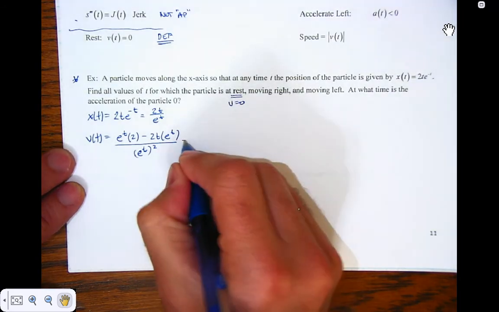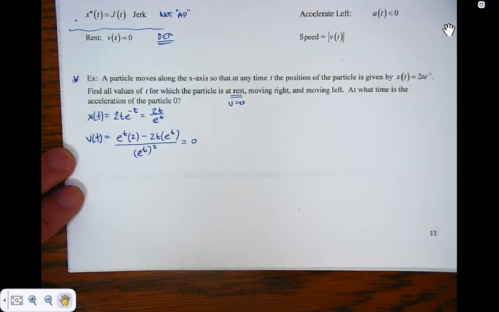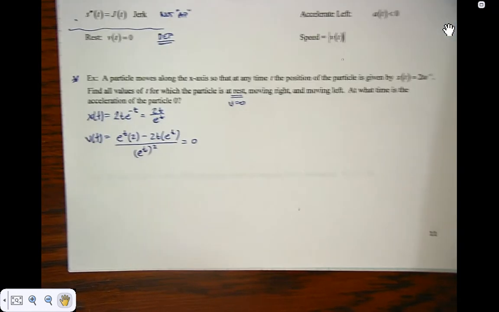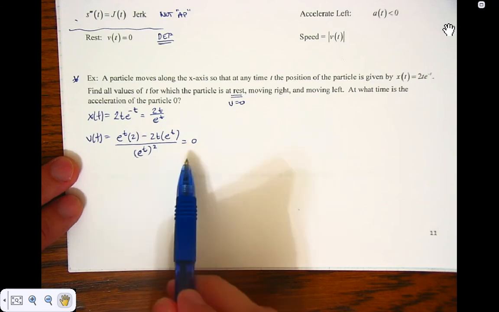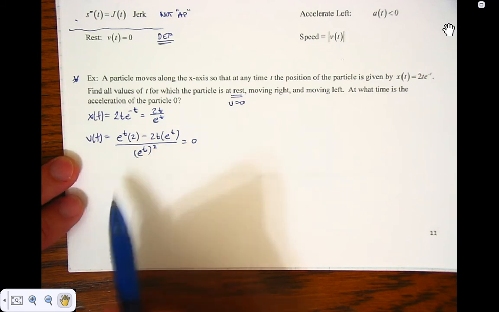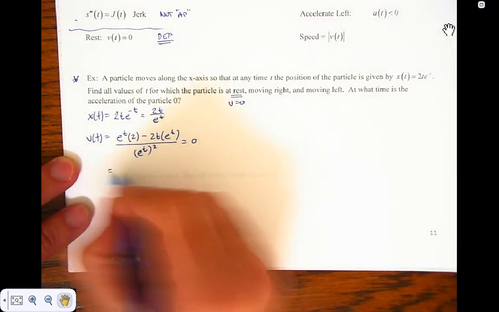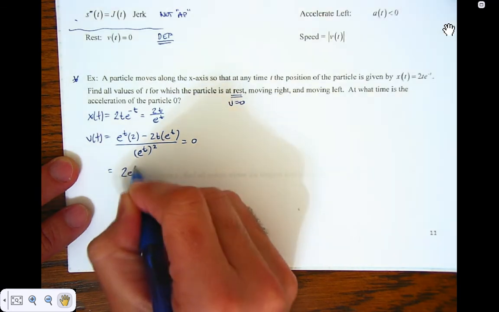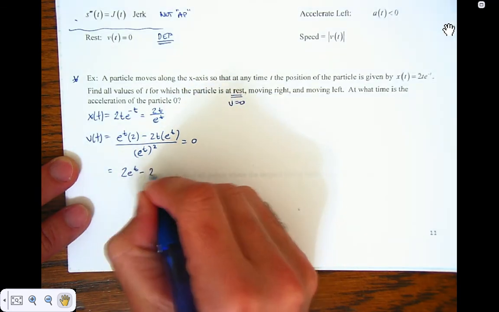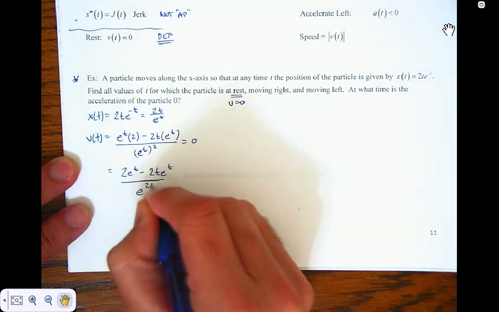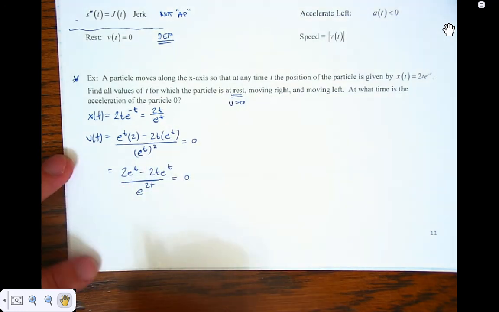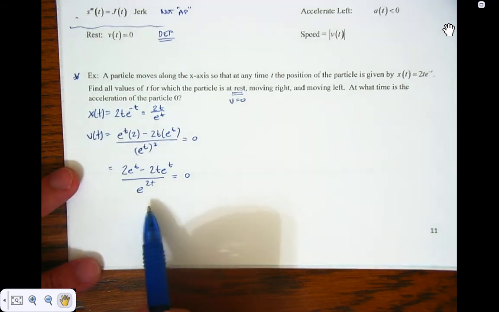Okay, so we're going to set this equal to 0, and now we're going to try to solve this. All right, so now that that's equal to 0, this gets more complicated because of the function. So again, I have this function (2e^t - 2te^t) over e^(2t). And where is that equal to 0? Well, when does a fraction equal 0, you guys?